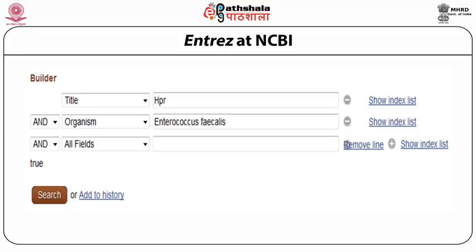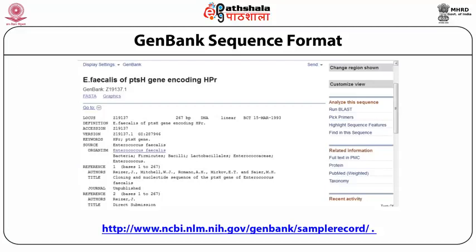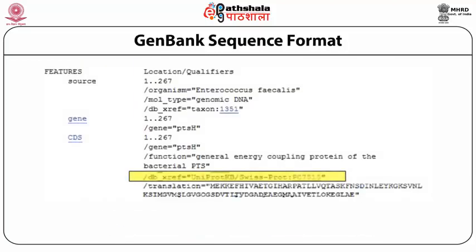The ensuing results page displays only one record in GenBank format. The GenBank format has three sections. The first section, as shown here, is the header section with general information about the locus, source organism, literature, reference, and other information. The second section in the GenBank format record is the feature section, which contains gene and coding sequence, that is CDS information, having links to external databases.